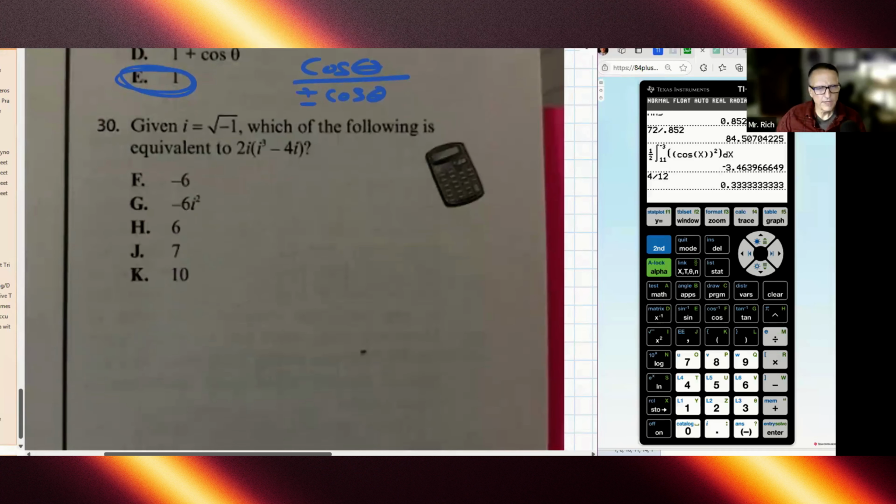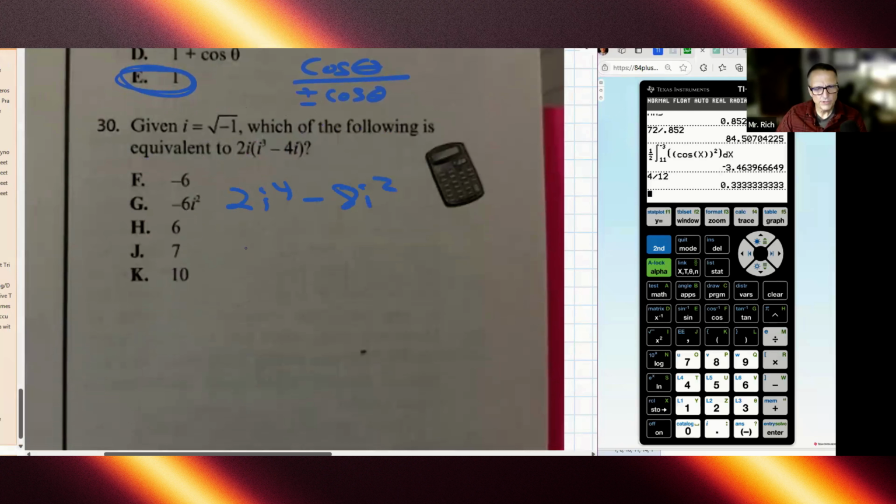Number 30, given that i is equal to the square root of -1, which of the following is equivalent to 2i times i to the third minus 4i? Well, I'm going to distribute the 2i. So that gives me 2i to the fourth minus 8i to the second.